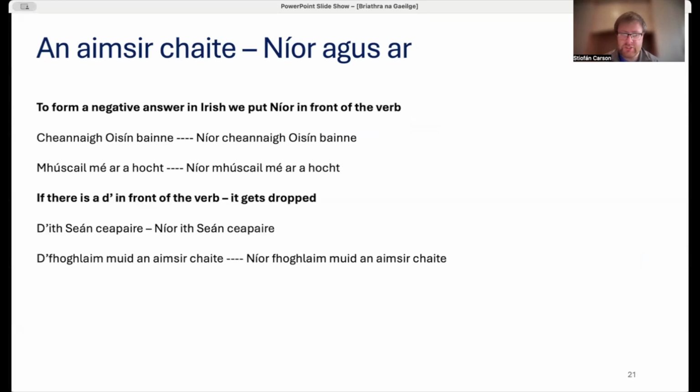So D'ith Seán ceapaire, Seán ate a sandwich. Níor ith Seán ceapaire, Seán didn't eat a sandwich. D'fhoghlaim muid an aimsir chaite, we learned the past tense. Níor fhoghlaim muid an aimsir chaite, we didn't learn the past tense.